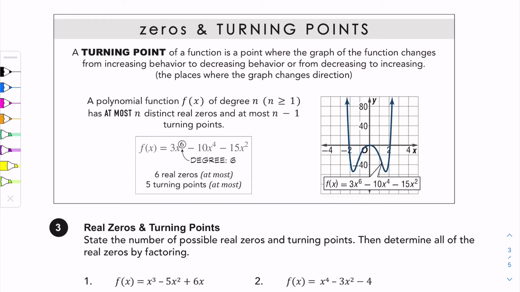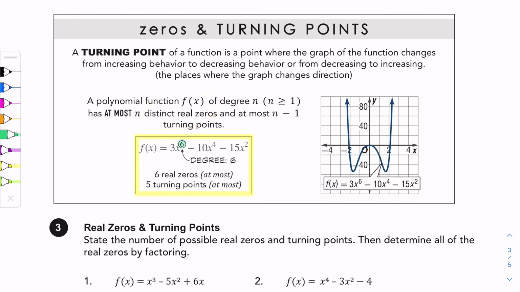A polynomial function of degree n, being any number larger than 0, has at most n distinct real zeros and at most n minus 1 turning points. So what does this mean? Well, if we put this into perspective, we can look at this example right here. So the mathematical description says if the degree is n, then it has n distinct real zeros.